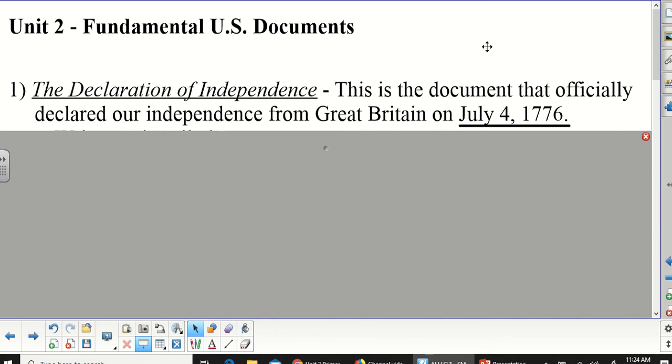So this is a big deal. We are committing treason in the eyes of the British. We are declaring our independence from Great Britain. Doesn't mean that they're going to let us have it.